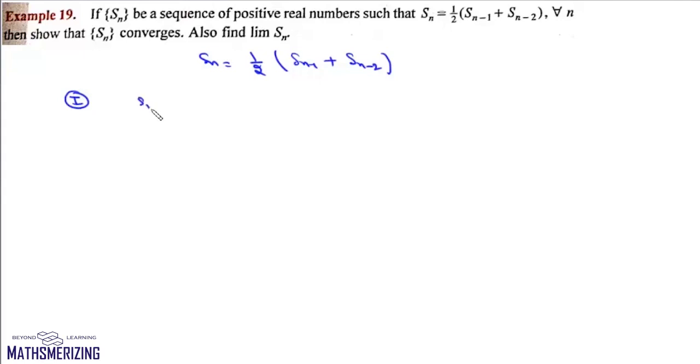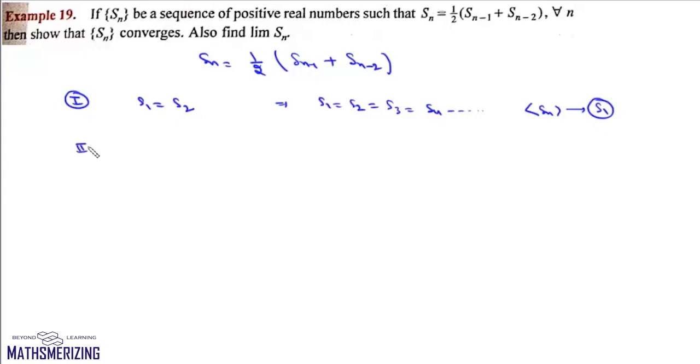if S1 equals S2. Now if S1 is equal to S2, then in that case S1 must be equal to S2, and it will be equal to S3, S4, so it will be a constant sequence, and if the sequence is constant, then this sequence will converge, and it converges to S1.